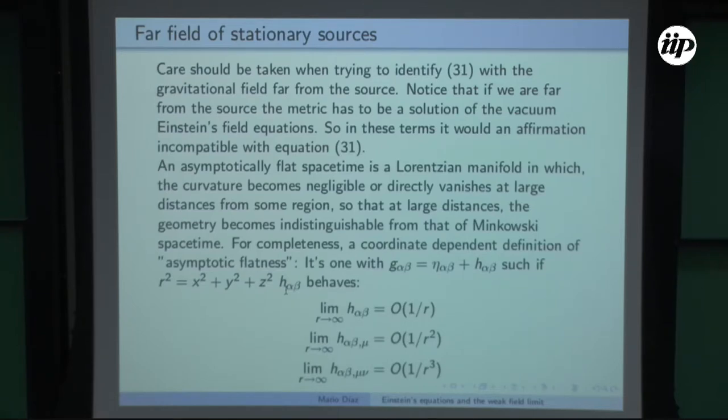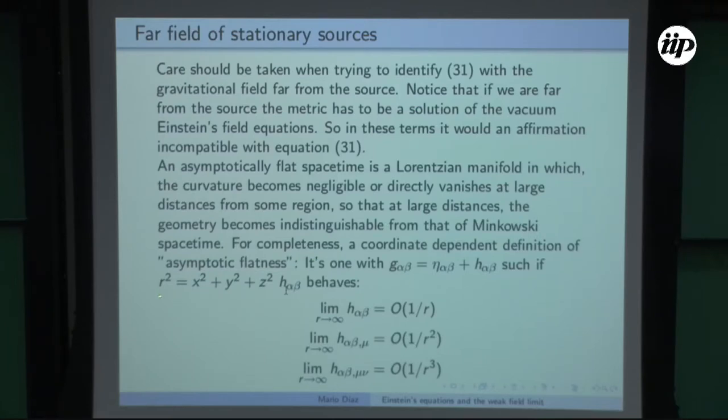Now, what are the requirements that we want to have in the weak field limit? We have to be far from the source. We want to be sure that the metric that we are looking at is a solution of the vacuum Einstein field equations. Essentially, the space-time has to become Minkowski. And the metric, we say that we're going to take it like that. And with these requirements on h, then all this is going to become true.